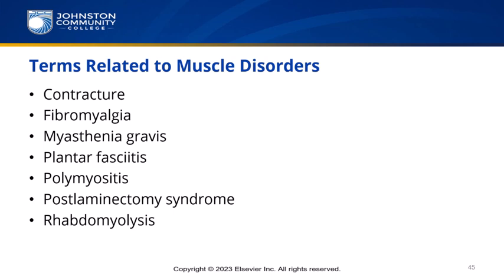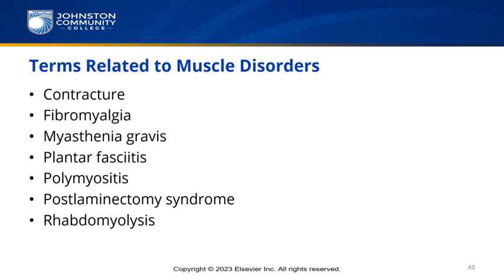Then we have myasthenia gravis. Remember, myo means muscle, a means without or no, and sthenia is a condition of strength, gravis means severe. It is usually a serious condition that is characterized by fatigue and progressive muscle weakness, especially of the face and throat. Plantar fasciitis is an inflammation of the fascia on the bottom of the foot. The fascia is the covering of the muscles.